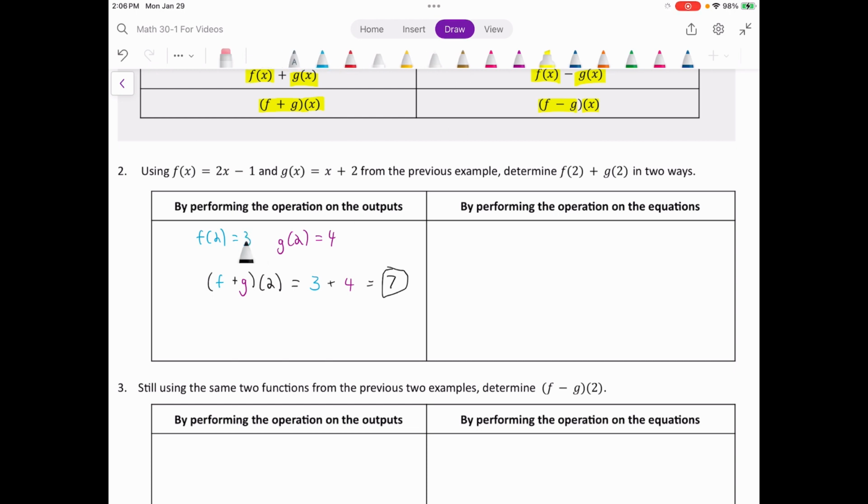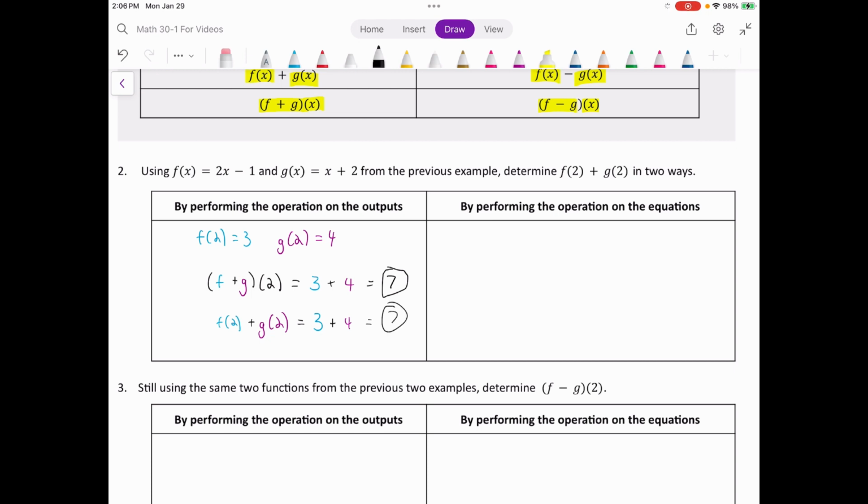Because f of 2 is 3 and g of 2 is 4. When we input 2 to f, we got an output of 3. When we input 2 to g, we got an output of 4. So adding f of 2 to g of 2, we just get 3 plus 4, or 7, right? Again, we also could have represented it this way. This is the same thing as saying f of 2 plus g of 2, right? Same idea, same result. It's 3 plus 4. We know f of 2 is 3. We know g of 2 is 4. So f of 2 plus g of 2 is just 3 plus 4.